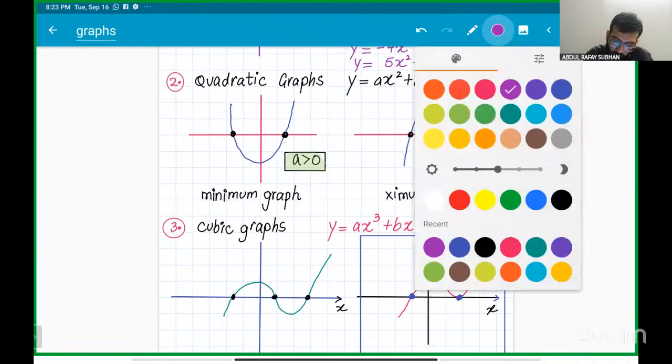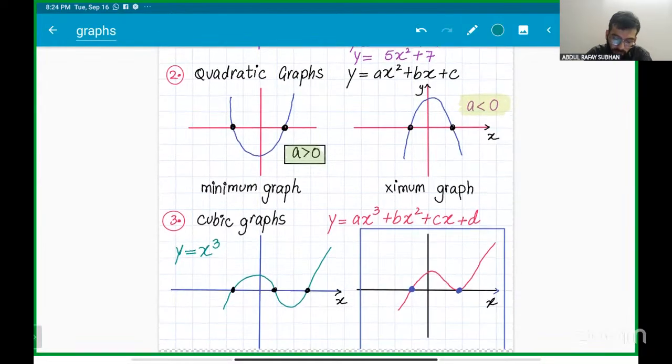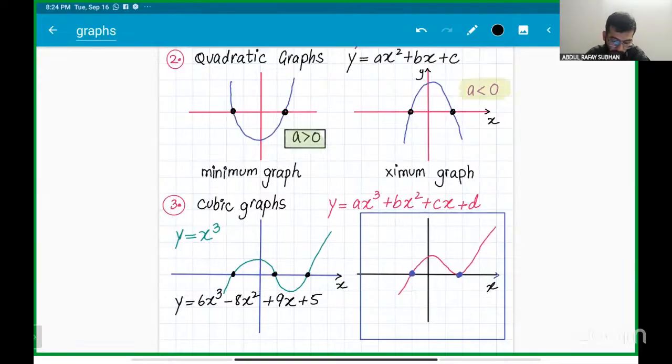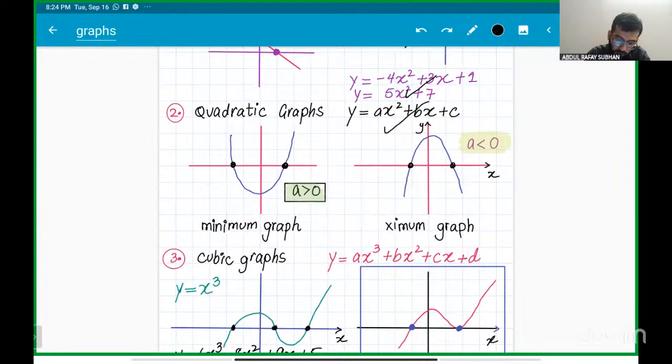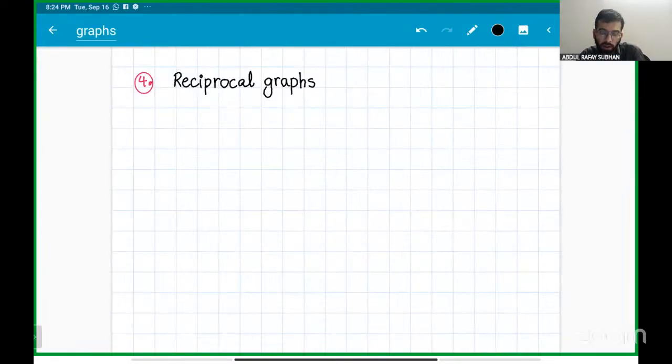For cubic graphs, we can have a couple of examples. y is equal to x cube is one example of a cubic graph. We can also have y is equal to 6x cube minus 8x square plus 9x plus 5. So a lot of examples can be made. Whenever you have x cube, it will always be called a cubic graph. Whenever you have x square, it will always be called a quadratic graph. And x power 1 and y power 1 will always be the linear graph. Is everyone getting it?